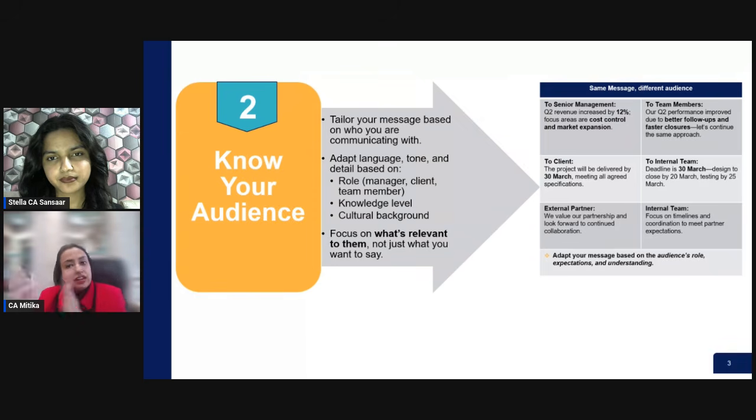Same message, different audience. Now we are communicating with an external partner regarding their partnership. How do we phrase it? "We value our partnership, look forward to continued collaboration." Now the same information is to be passed on to the internal team. How do we do that? "Focus on timelines and coordination to meet partner expectations."